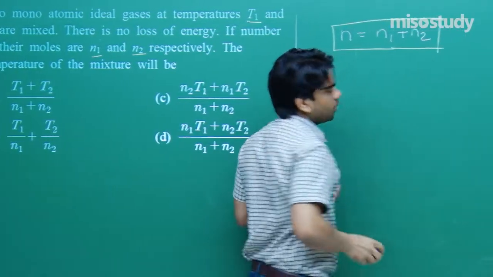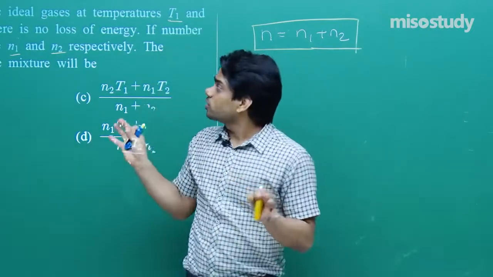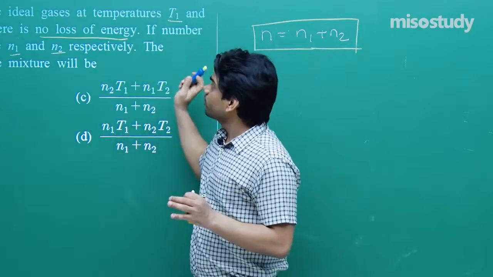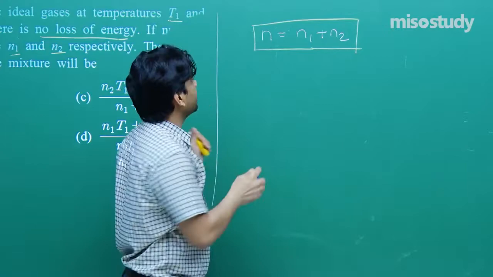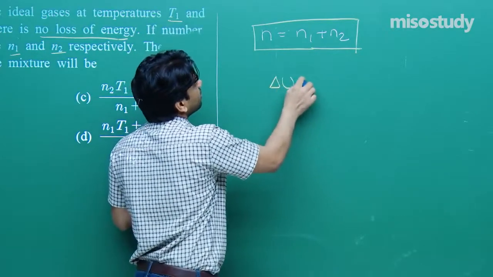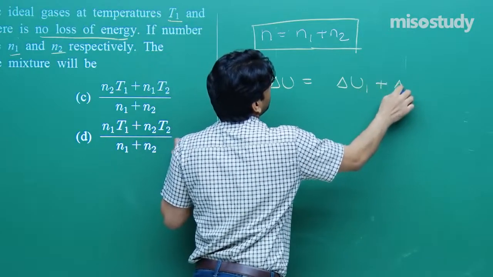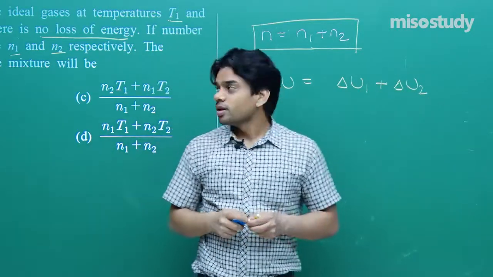This is what we know, n equals n1 plus n2. Now when they are mixed, there is no loss of energy. So we need to find out the temperature of the mixture. The change in internal energy will be equal to the change in internal energy of the first plus the change in internal energy of the second. That is what we can comment on.